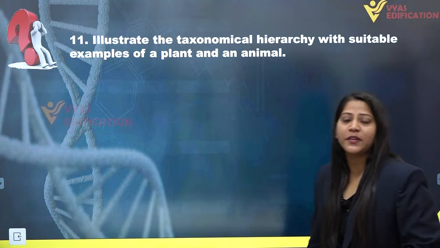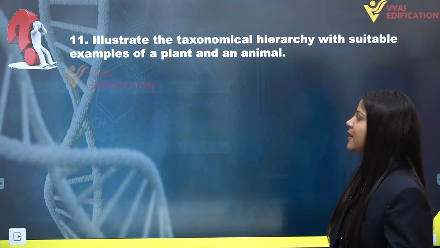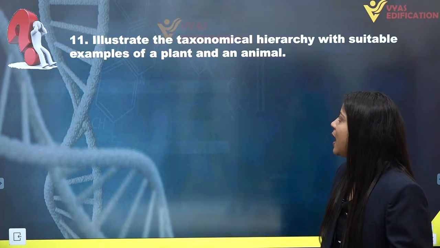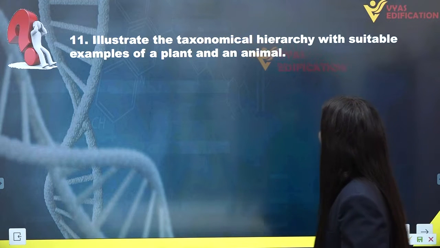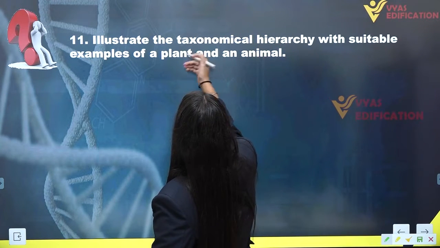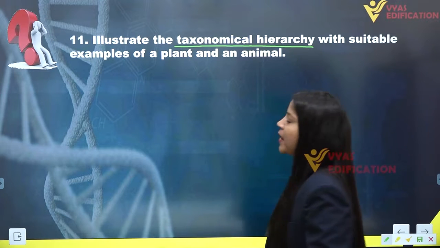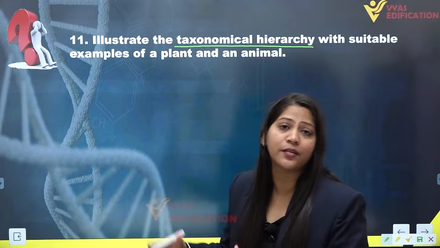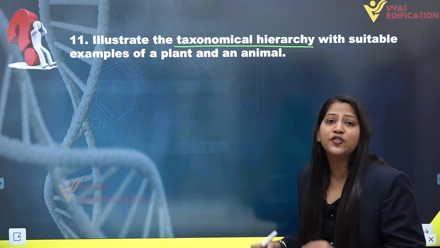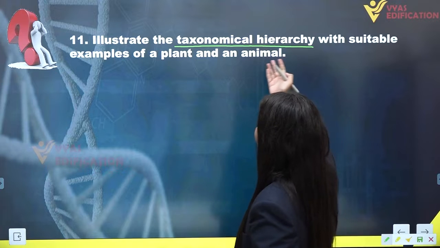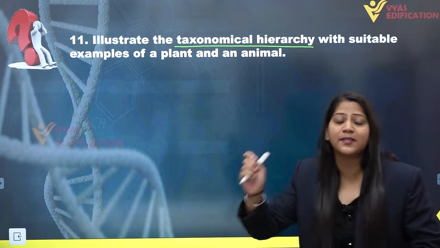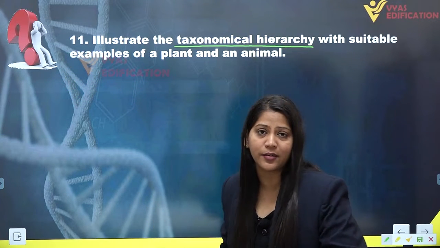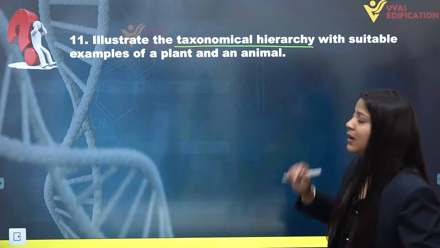With the last question of this chapter, question number 11 is asking to illustrate the taxonomical hierarchy with suitable examples of a plant and an animal. So first of all, we'll see what taxonomical hierarchy actually is. We know that there are various taxa included in the hierarchical classification. The arrangement of various taxa in a hierarchical order in the classification is known as taxonomical hierarchy.